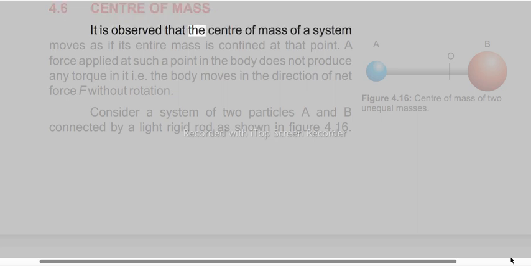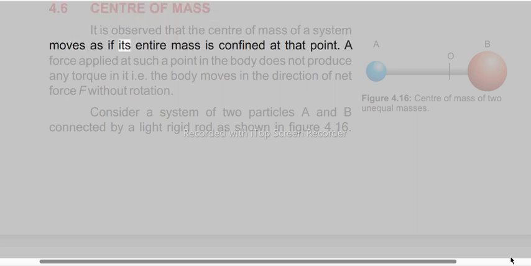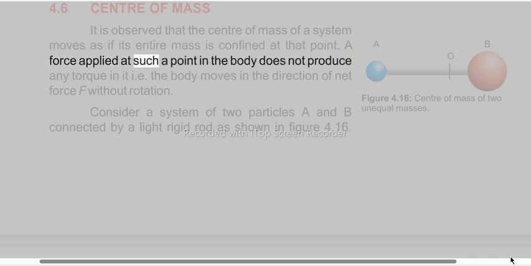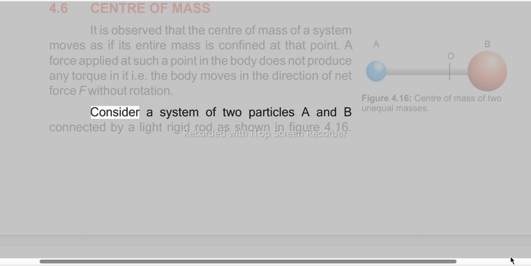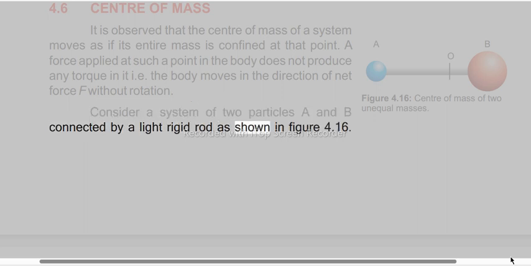4.6 Center of mass. It is observed that the center of mass of a system moves as if its entire mass is confined at that point. A force applied at such a point in the body does not produce any torque in it, i.e. the body moves in the direction of net force F without rotation. Consider a system of two particles A and B connected by a light rigid rod as shown in figure 4.16. Figure 4.16, center of mass of two unequal masses.